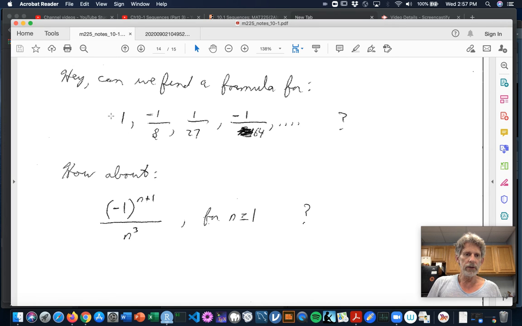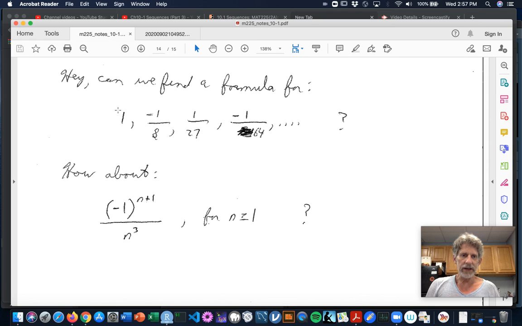Well, I notice it cycles between positive and negative numbers. And I notice I get bigger numbers on the bottom, and those numbers look like cubes, like a 2 cubed and a 3 cubed and a 4 cubed. And you know what? I could imagine a 1 in the bottom of a fraction there, and I could think of the 1 as a 1 cubed. So that gives me the idea of using n cubed for my general term on the bottom.